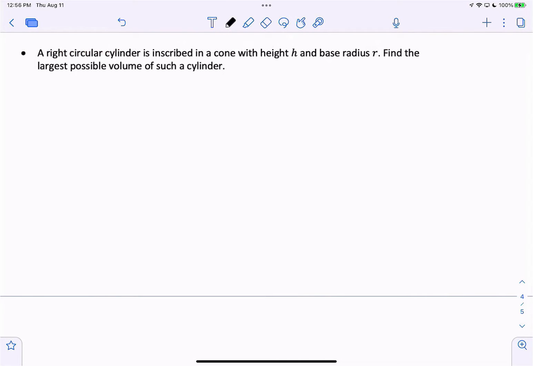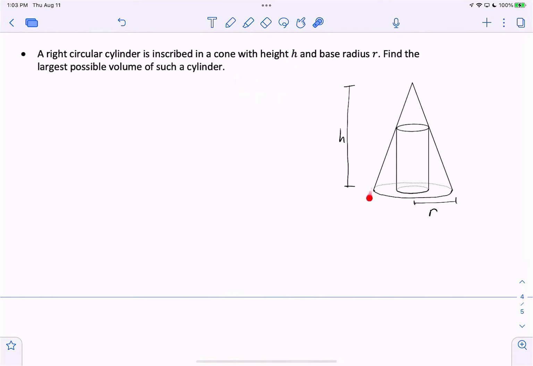As usual, I'm going to start with a visual of the situation. All right, here's our cone. Inscribed inside is a right circular cylinder. And when we say inscribed, we mean that it's touching everywhere it possibly can be, right? We don't just have some cylinder hovering inside of a cone. Now you can imagine that this cylinder could be very stout, it could be very thin and tall, and each of these is going to have a different volume, and what we're looking for is the largest possible volume.